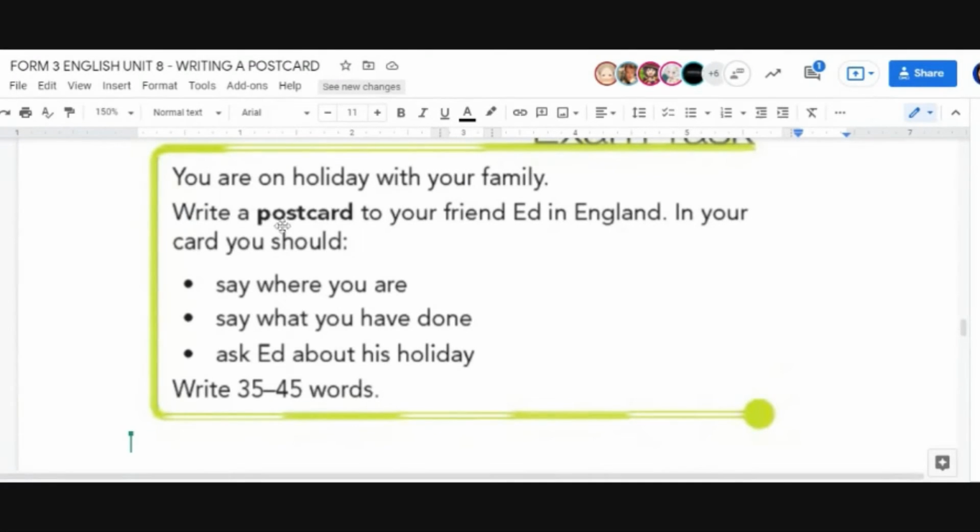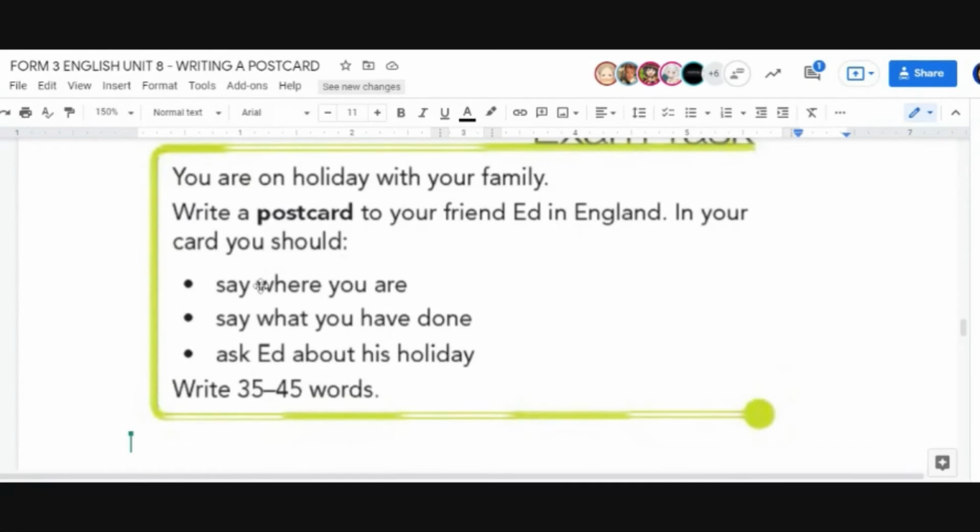Okay, write a postcard to your friend at, notice here, even your friend's name is already given in the question. So your friend's name is Ed. Don't write any other name. Okay, write a postcard to your friend Ed. So imagine that you are writing to Edwin. We have one Ed in Trimustari or so. Okay, so write a postcard to your friend Ed in England.